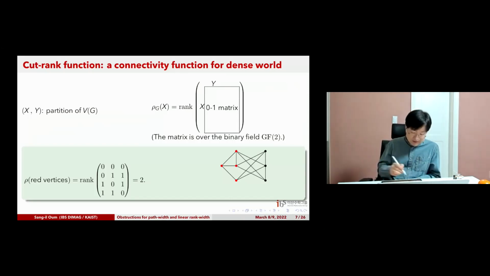Here's an example. In this graph, you look at the set of red vertices, and the cut rank of that set is 2, because we have this 4×3 matrix. And now there's a point: since the underlying field is the binary field, the second row plus the third row is the fourth row. So the rank of this matrix is 2, and the cut rank of that red set is 2.